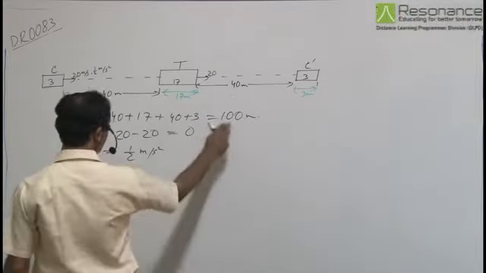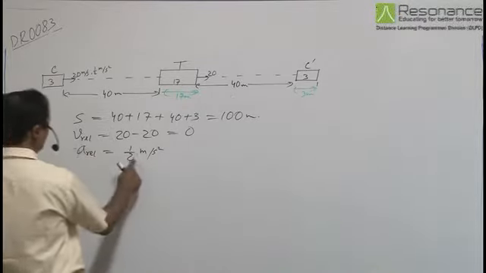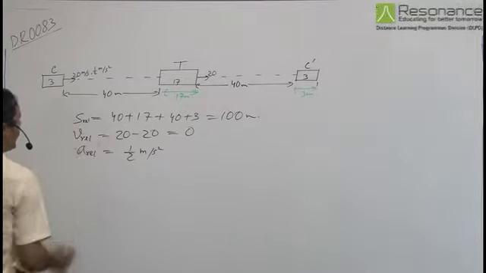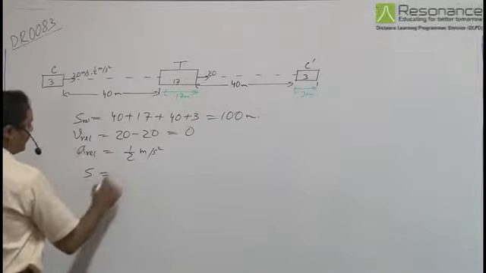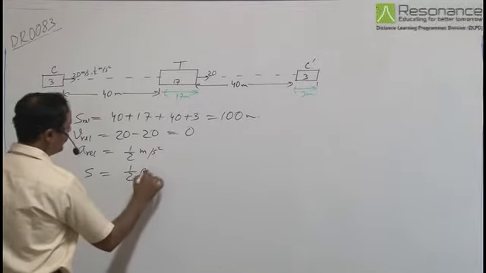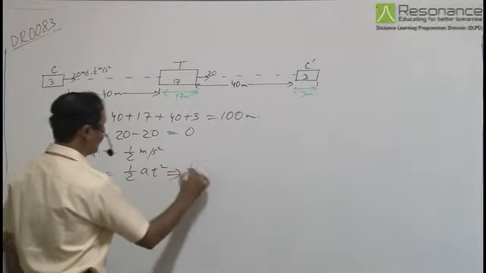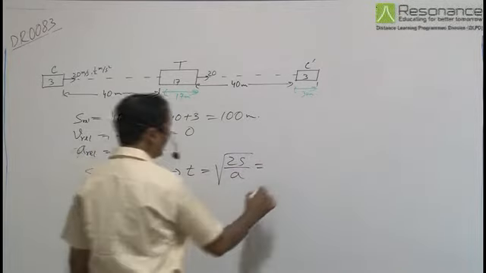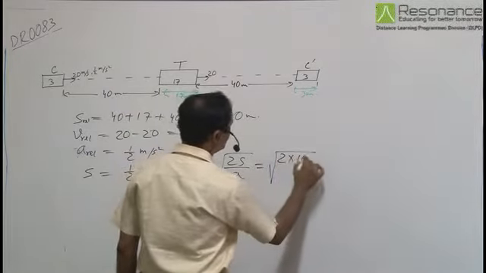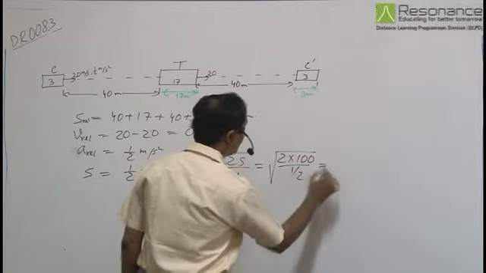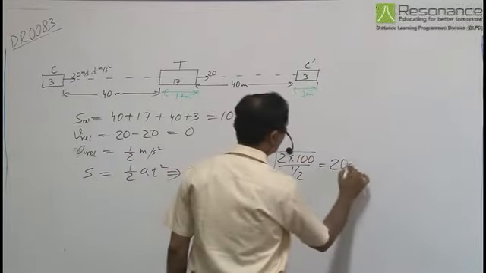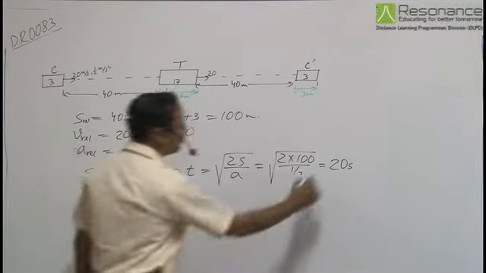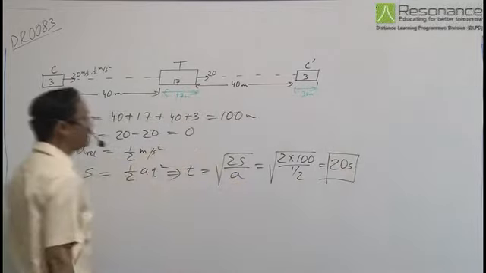So, to travel a distance of 100 meters with an acceleration of half meter per second squared, we have s to be equal to half a t squared, or t to be equal to the square root of 2s by a, that is equal to square root of 2 into 100 by half, or 20 seconds. So it takes 20 seconds to overtake the truck.